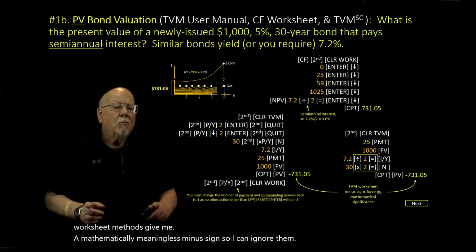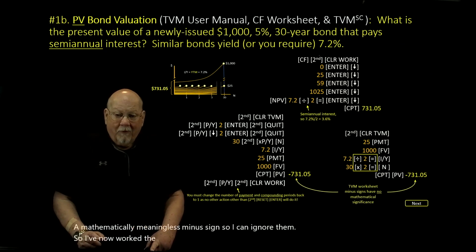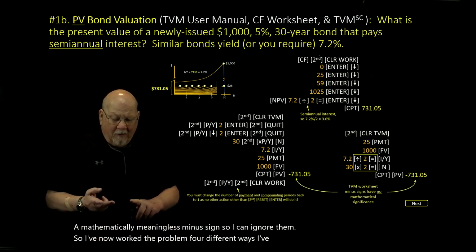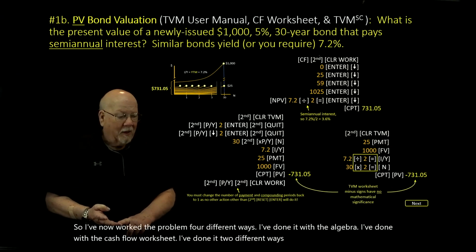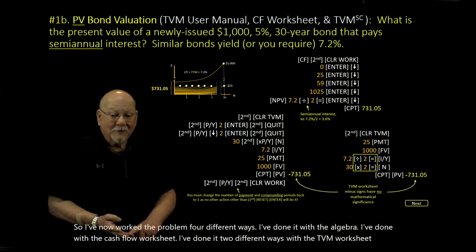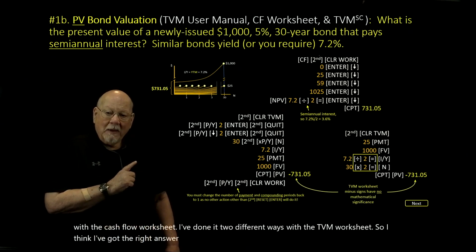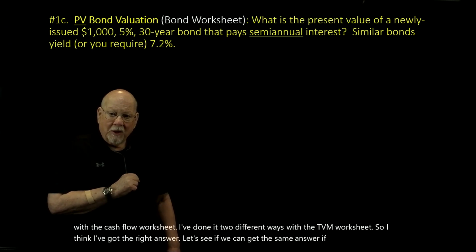So I've now worked the problem 4 different ways. I've done it with the algebra. I've done it with the cash flow worksheet. I've done it 2 different ways with the TVM worksheet. So I think I've got the right answer. Let's see if we can get the same answer if we use the Bond worksheet.